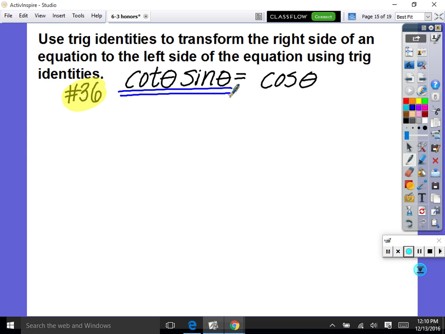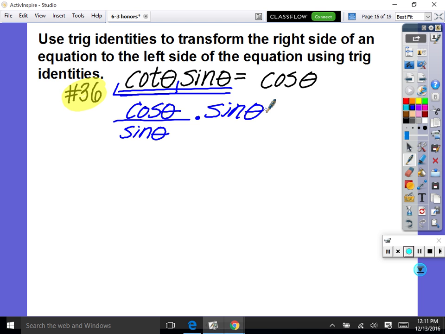So what is cotangent the same thing as? We could do 1 over tangent. That is totally fine, but that will be a lot more algebra. Isn't cotangent the same thing as cosine over sine? So what we really have for this piece is cosine theta divided by sine of theta. And then we're multiplying by sine of theta.